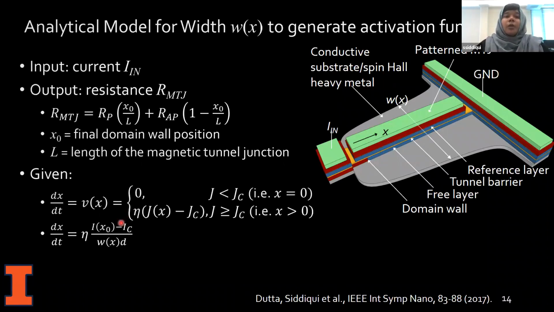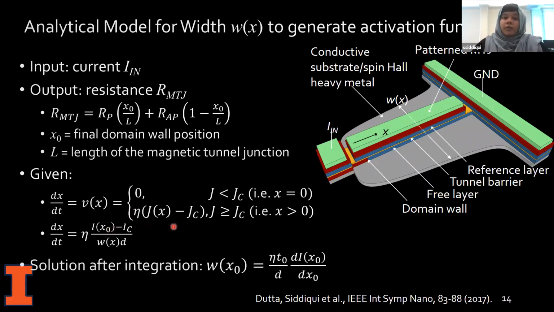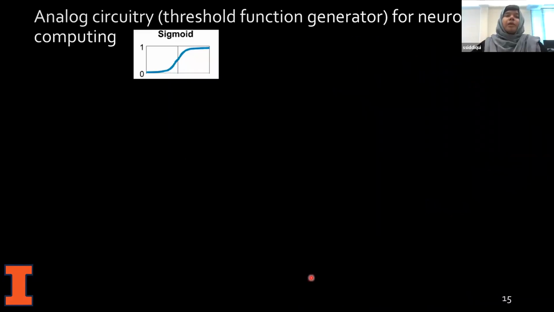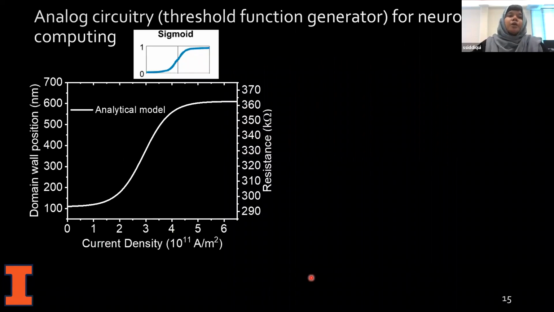So now we can come up with a width function depending on what the input-output relationship would be. In this case, the input is the current and the output is the position of the domain wall. Many thresholding functions have been used for neural networks, but one of the popular ones is the sigmoid, and I'm taking that as an example to show the functionality of our device. From the analytical solution, we can figure out what the width of the wire would be. And from the micromagnetic simulation, we see that, yes, indeed, we can generate that kind of input-output relationship of the domain wall position with the input current.